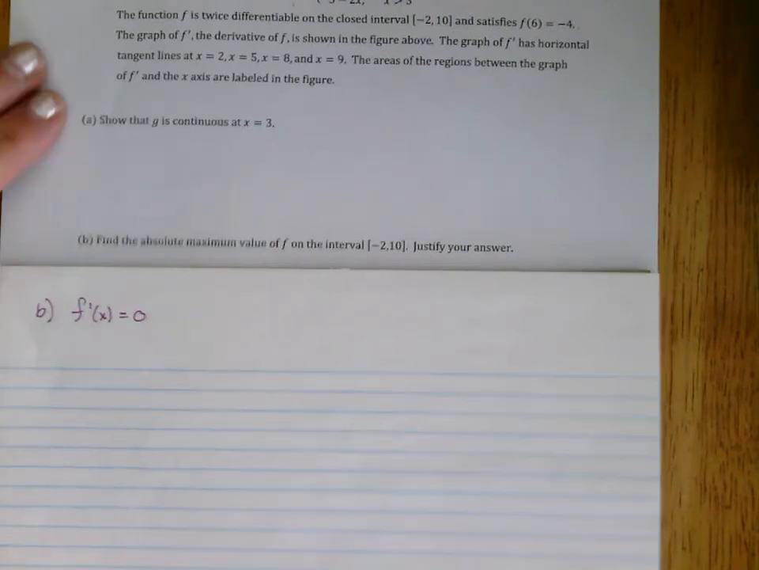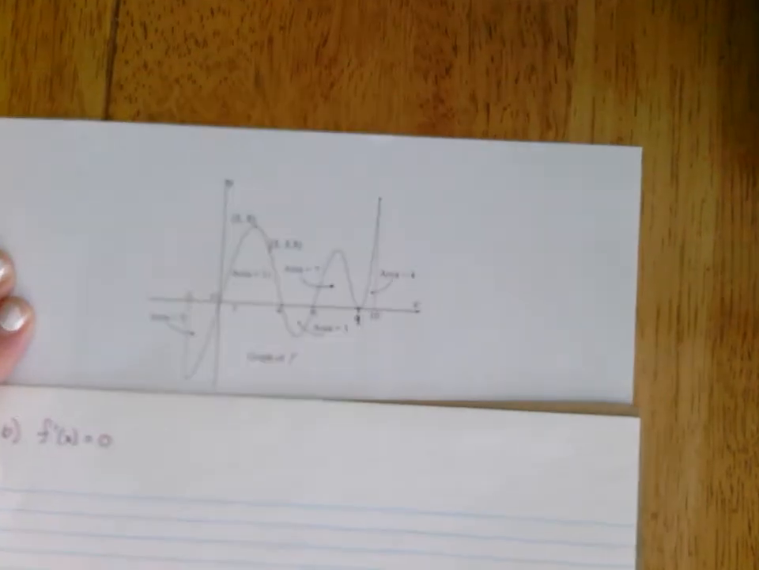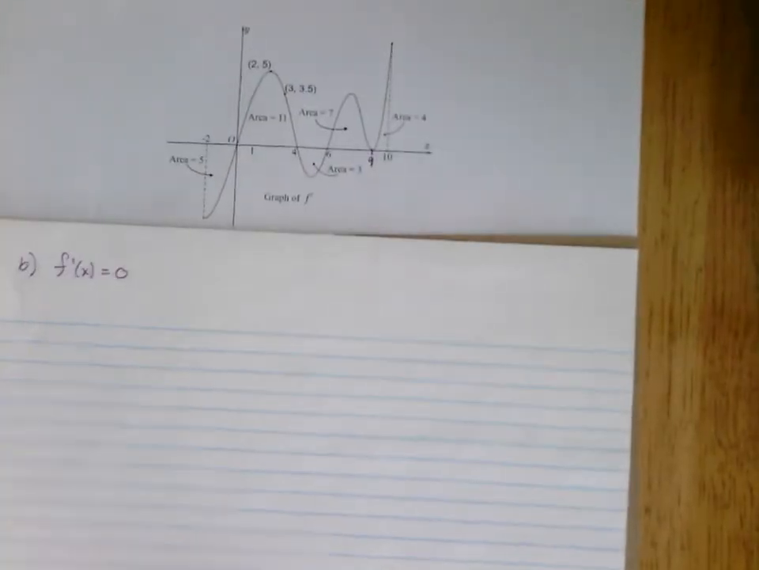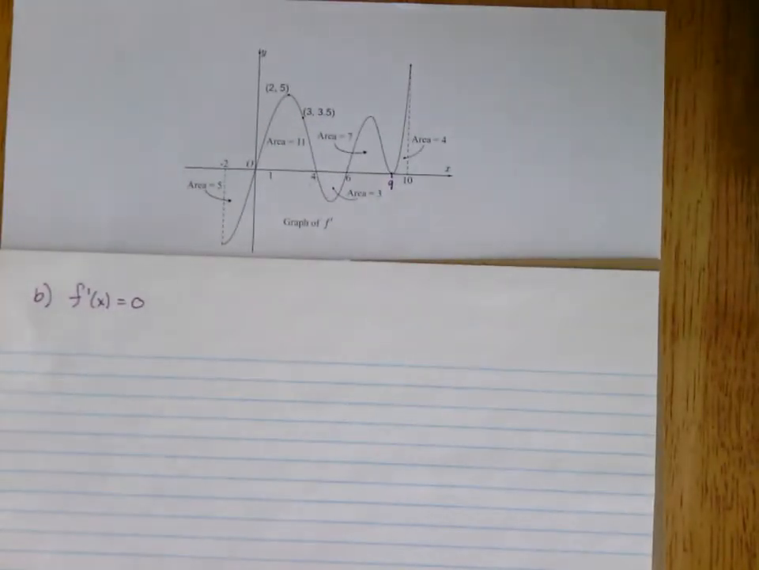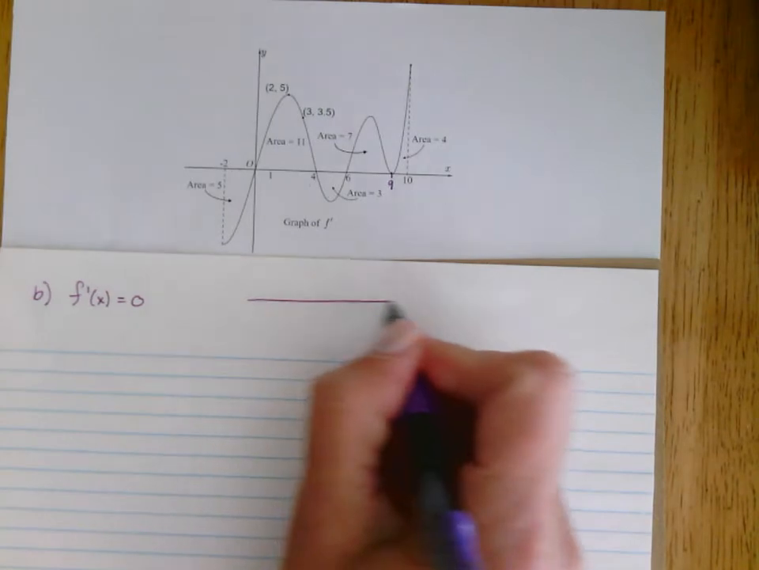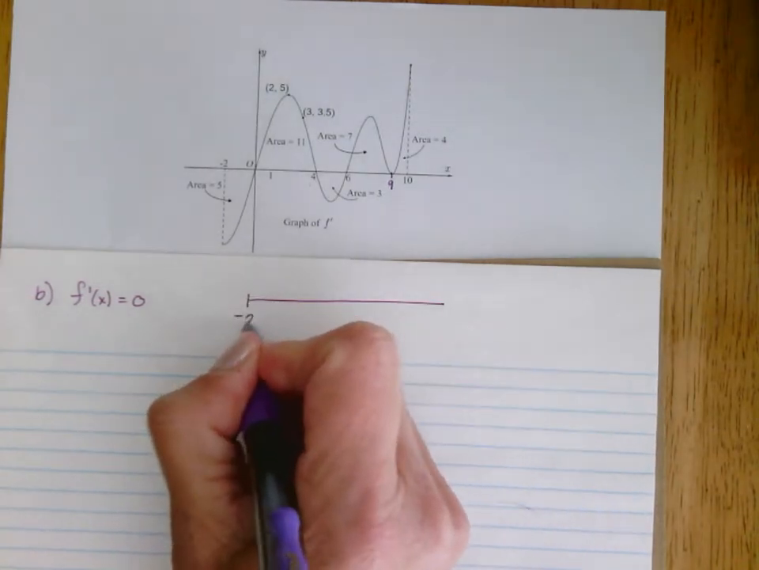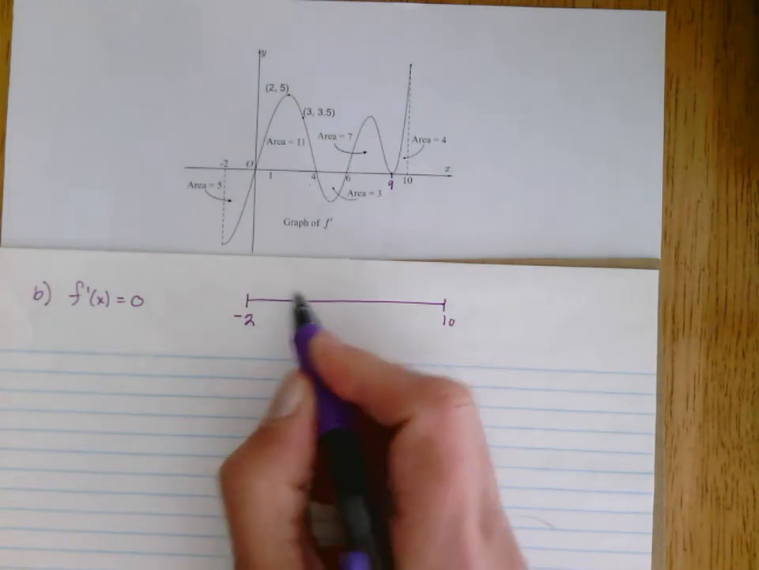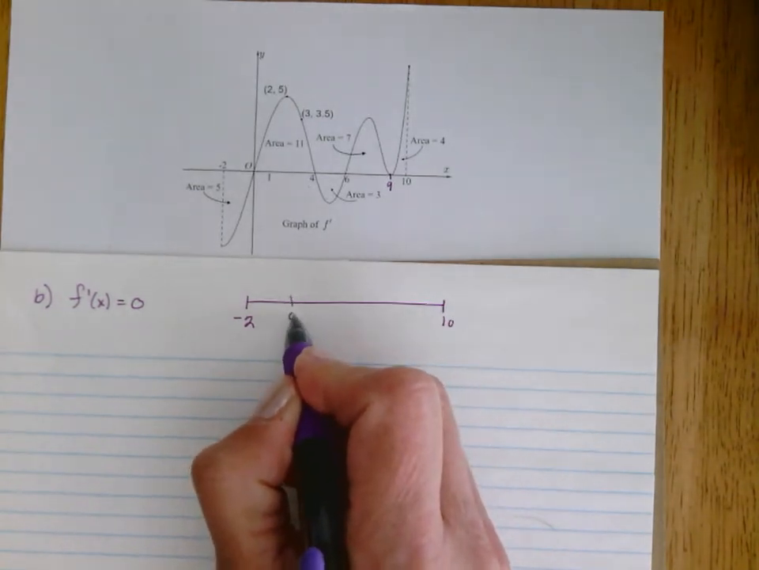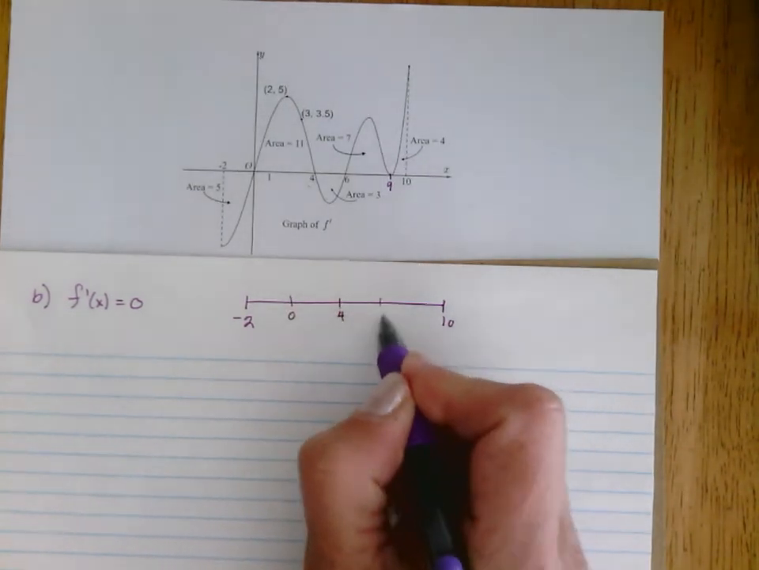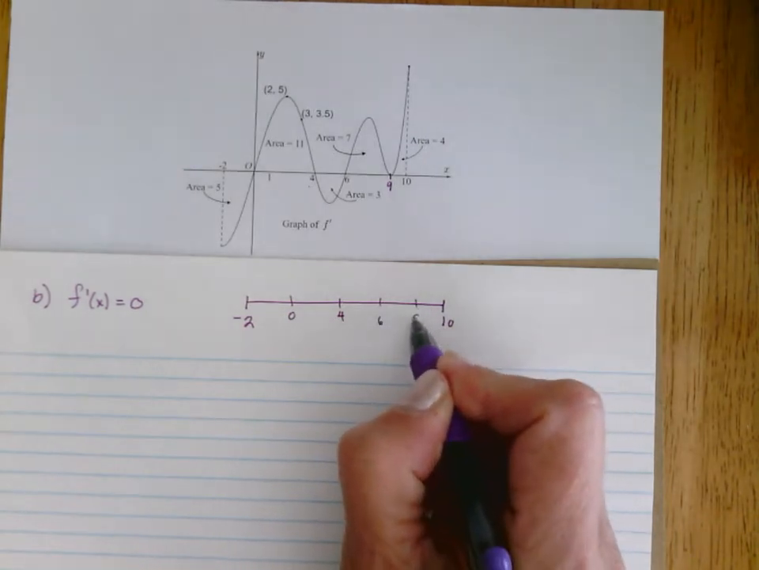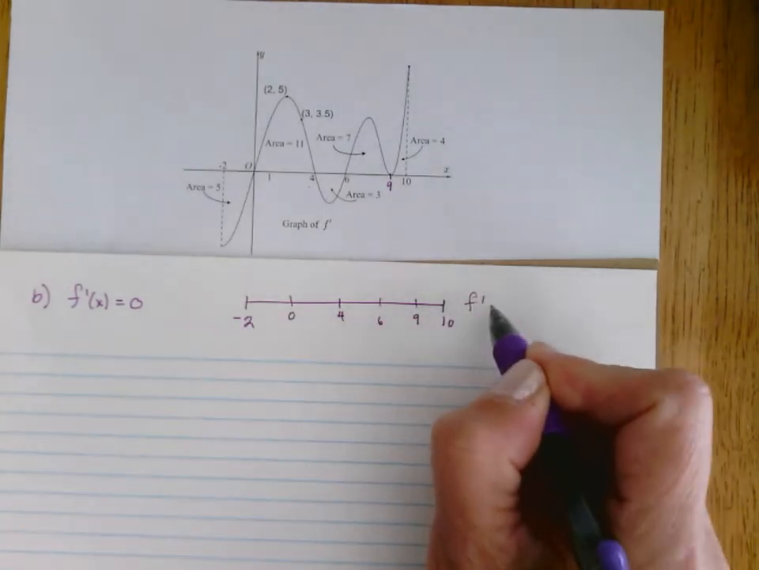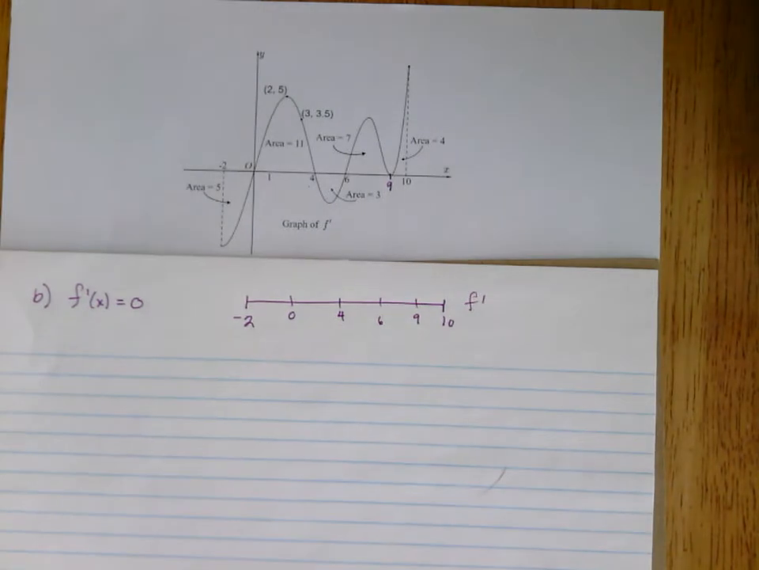So let's look at the graph. The derivative is equal to 0 when it crosses the x-axis. So I'm going to make a little sign chart for myself. Closed interval -2 to 10, and it crosses at 0, 4, 6, and touches at 9. So this is the sign chart for your f prime. Remember, this doesn't get you any points, but it does help you decide where your maxes and your mins are.